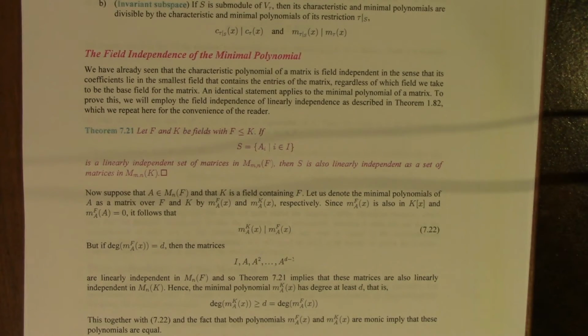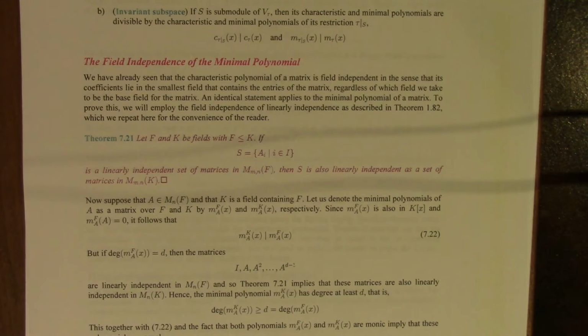We've already seen that the characteristic polynomial of a matrix is field independent, in the sense that the coefficients of the characteristic polynomial lie in the smallest field that contains the entries of the matrix, regardless of which field we take to be the base field of the matrix. So, for example, if we have a matrix with only rational entries, generally we would think of that as a real matrix, but the characteristic polynomial will have rational coefficients.